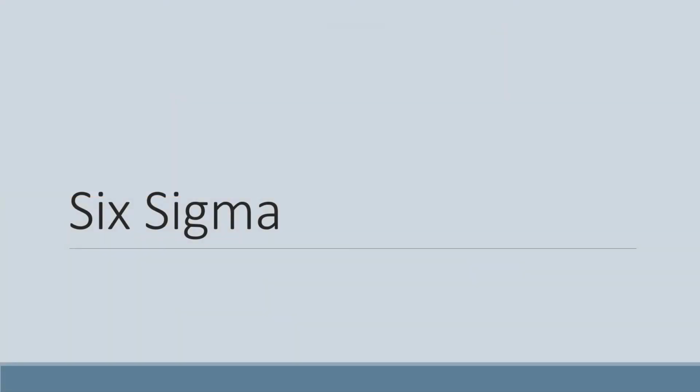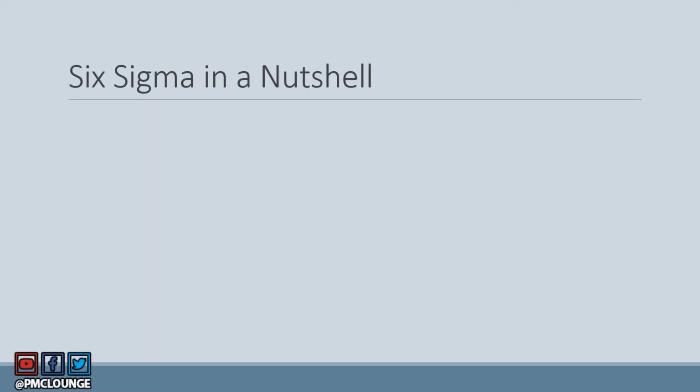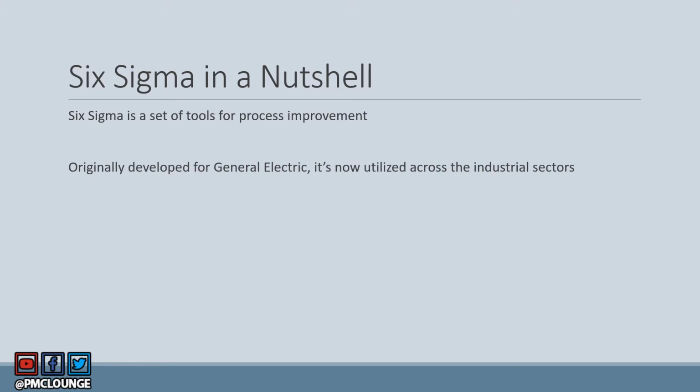All right, so the next in list is Six Sigma. In a nutshell, what is Six Sigma? So it is a set of tools for process improvement. So there are tools which you use to improve the process. Again, we are talking about processes here. So this was originally developed by GE, or known as General Electric to most of you. It's now utilized across the industrial sectors.